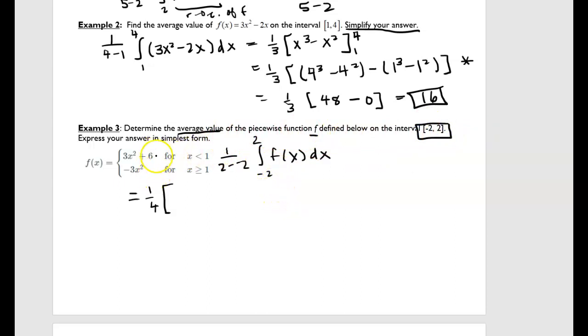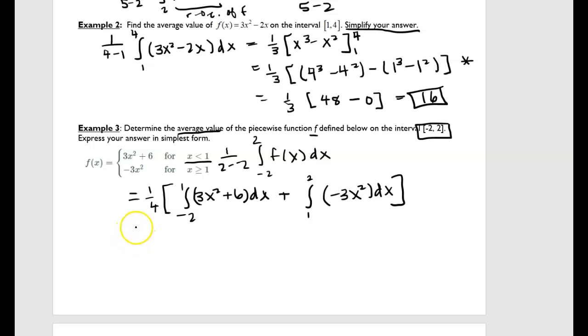In order to integrate this piecewise function, I will just integrate it over their specific domains. So for the first function, 3x squared plus 6, I need to pay attention to where it starts and where it stops. So it's going to start at -2, and it will end at x equals 1. And then I'm going to add on the integral for the other piece of f of x. That starts at 1. It will end at my right endpoint 2. And I'm integrating -3x squared dx. Make sure you write this step out. If this is a free response problem, you're going to get most of your points for writing your setup.